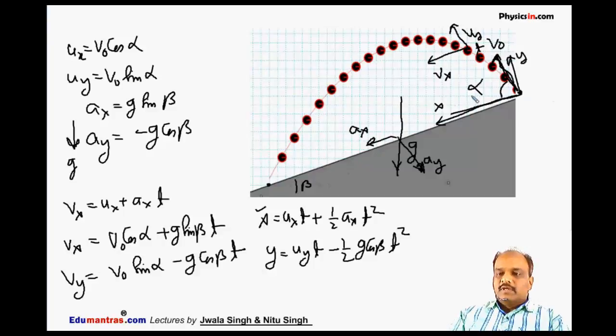So in this way we can calculate the distance, velocity, position, time of flight, and maximum height from the inclined plane. When we have to calculate the maximum height, we substitute Vy as 0, calculate t, and substitute the value of this t in this expression y. It will give me the maximum height attained by the particle from this inclined plane.